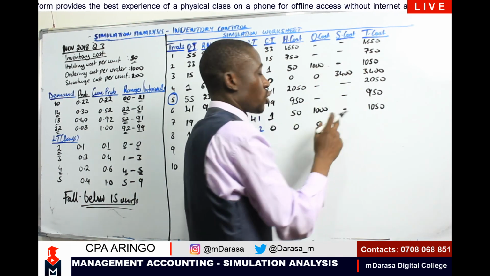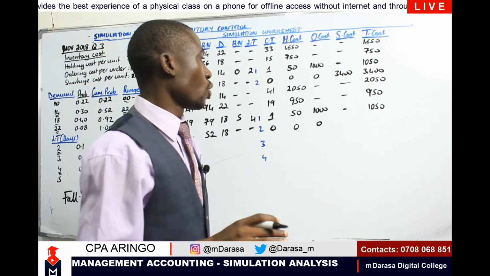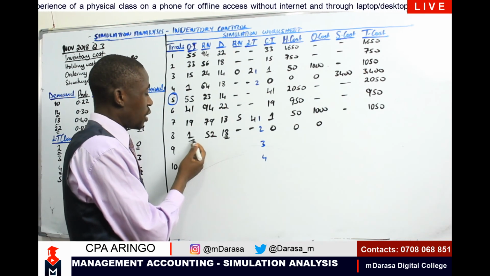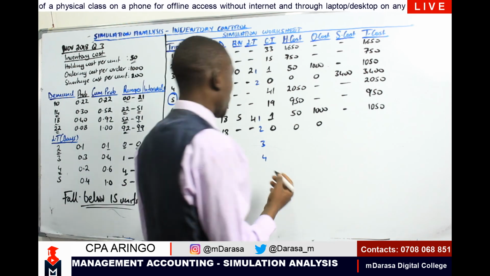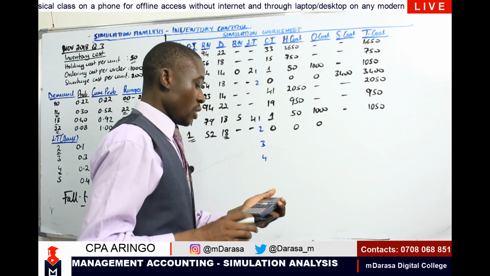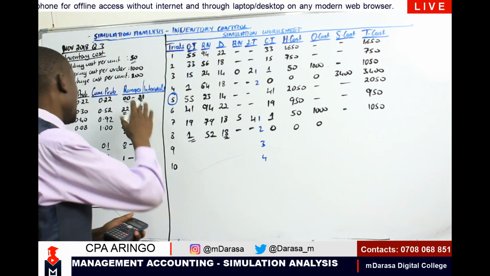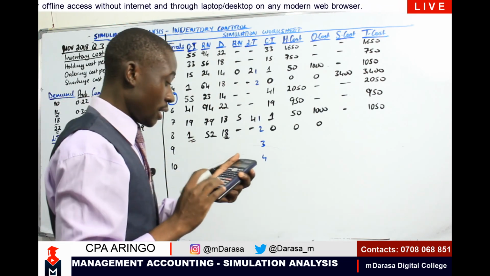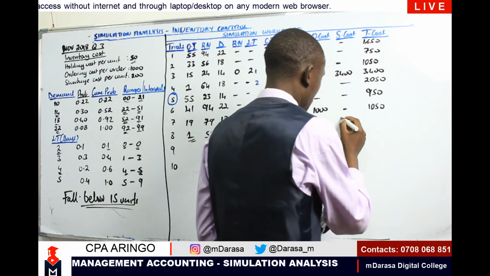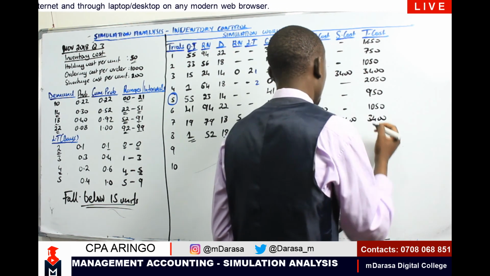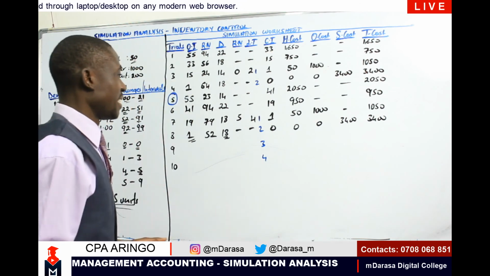But shortage cost, I'm having a shortage of 17 units. My demand is 18, I'm only having 1 unit in store. So I'll be having a shortage of 17. So you take that 17, you multiply by the shortage cost per unit, which was 200. That should give us 3,400. 3,400, correct?